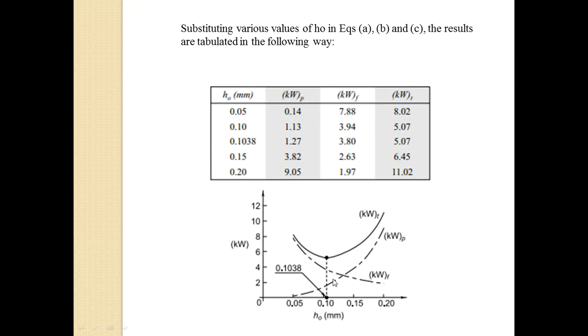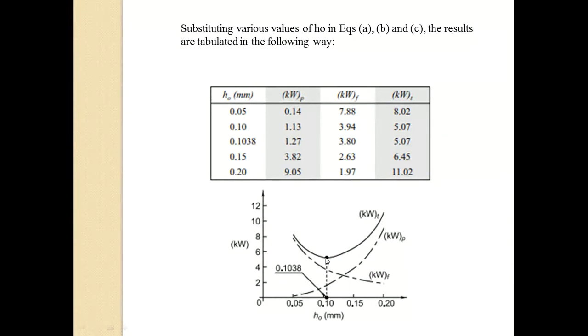Now see this graph here. At 0.05 its value is there, again at 0.10, again at 0.15. Again there is a curved graph, a curve. Then KW of F is there again, and this is the total losses. So the total energy losses, and at 0.1038 is the optimum value, that is where the losses will be minimum. At the optimum value the losses will be the minimum. So this is the graph.